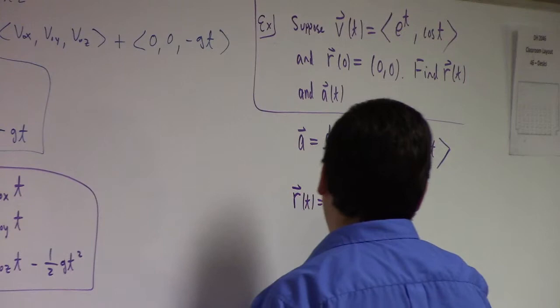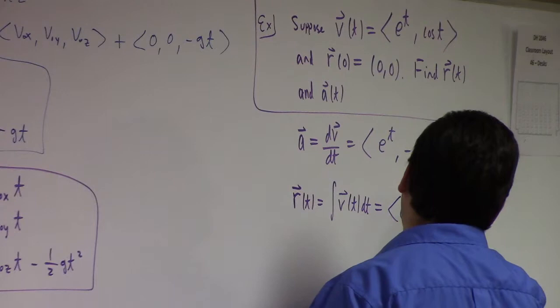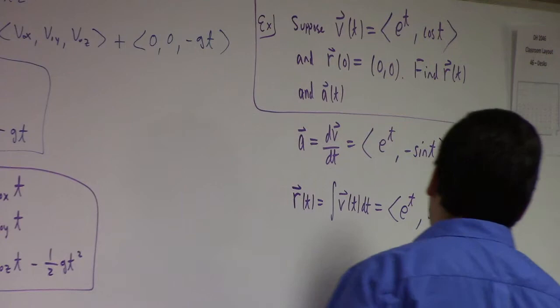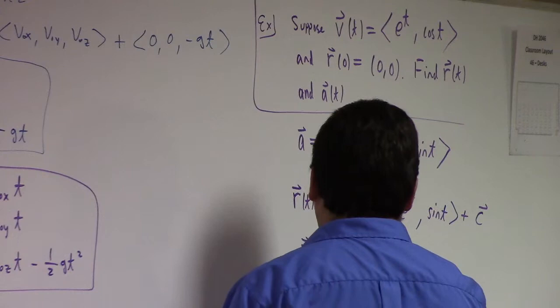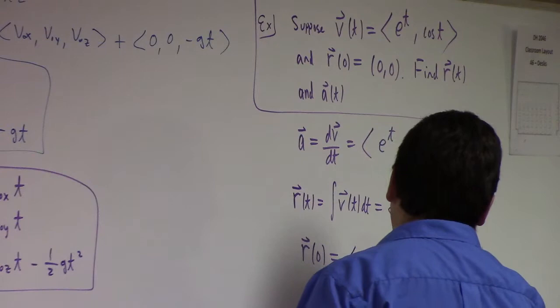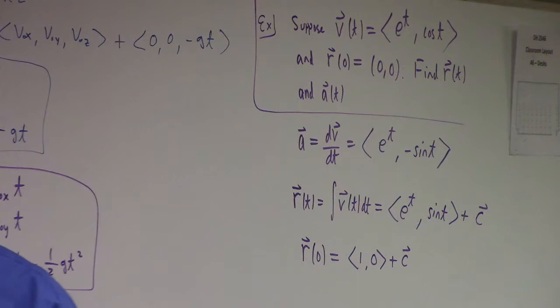Basically, we integrate v of t, right? So what do we get? E to the t, sine t, right? Plus some constant vector. And then plug in time zero. See, I couldn't do it in my head this time. I could figure out what the constant of integration needed to be just in my head when I did the derivation of star and star star back here, because they were simple.